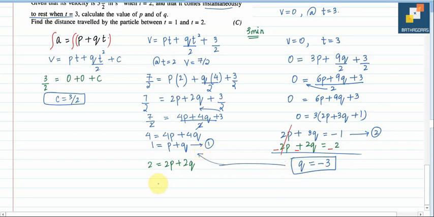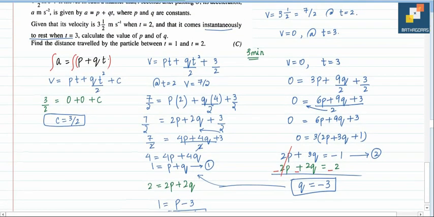So it says 1 equals p plus q, p is minus 3. So you got the value of p, it is equal to 4. Alright, so now you have the value of p and q. The equation of acceleration will become now a is equals to, p is what? P is 4. So it's p minus q, that is 4 minus 3t. So that is your acceleration.